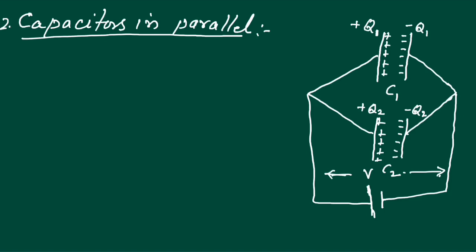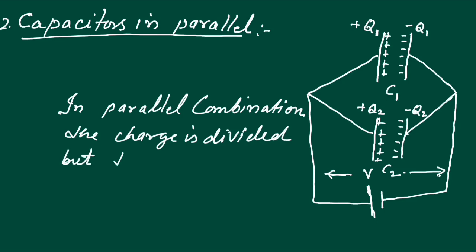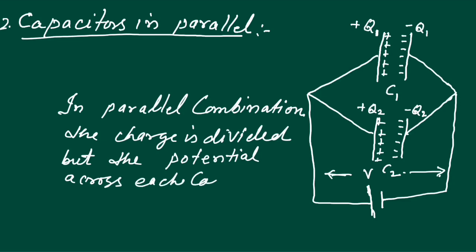So we can write it here. In parallel combination, the charge is divided, but the potential across each capacitor remains constant.